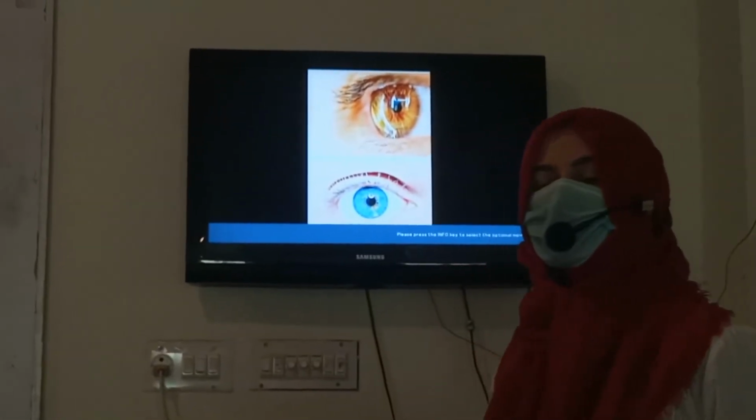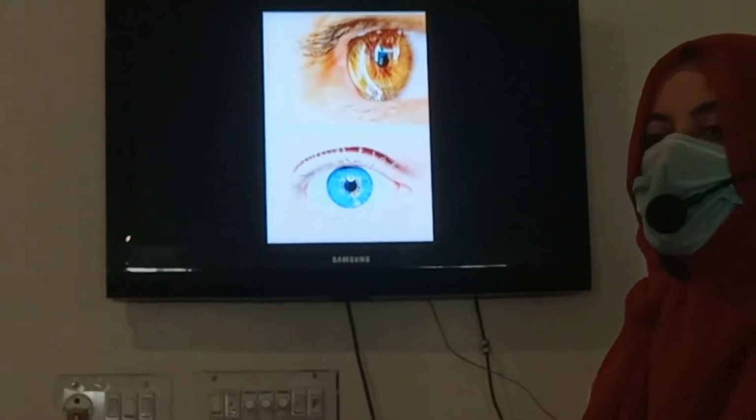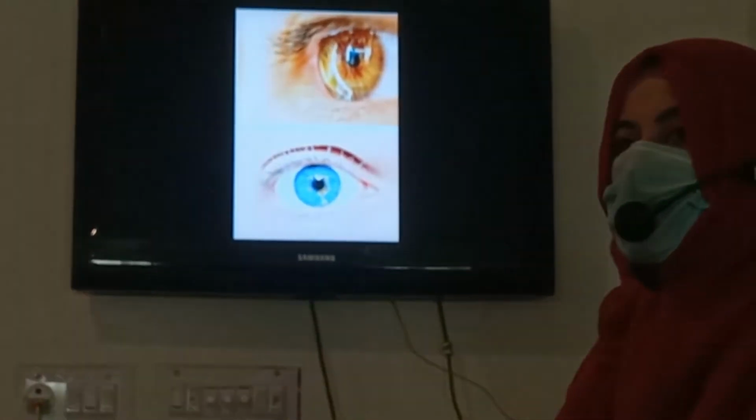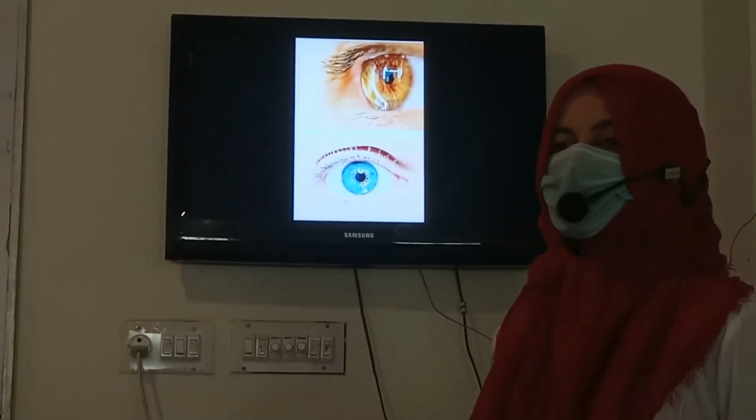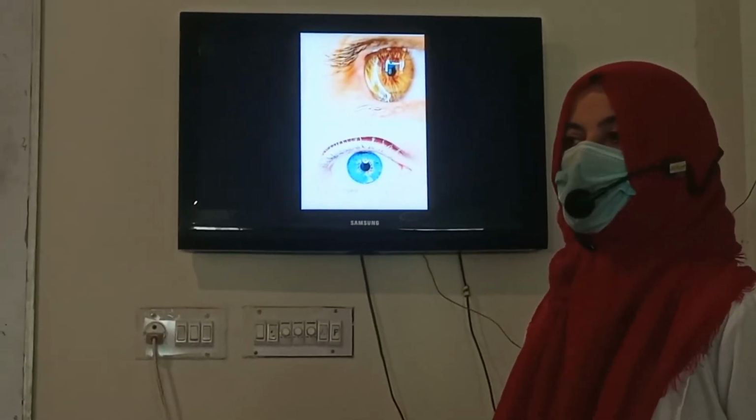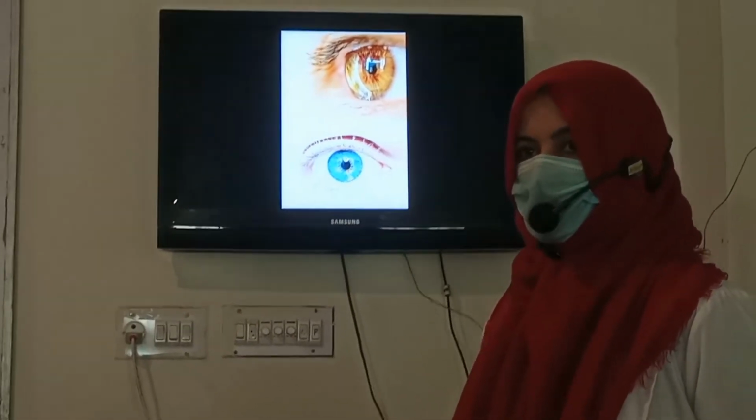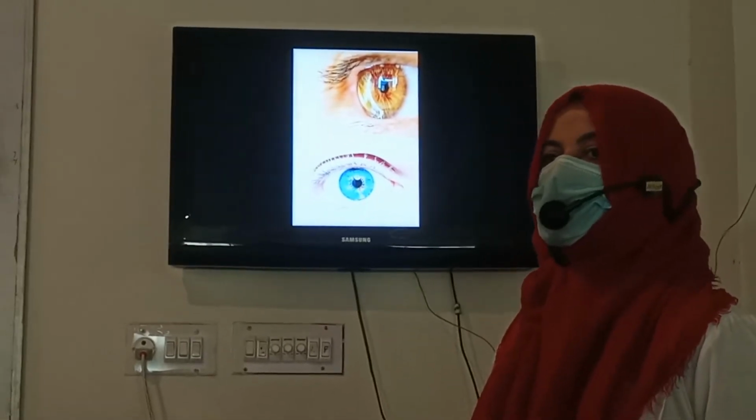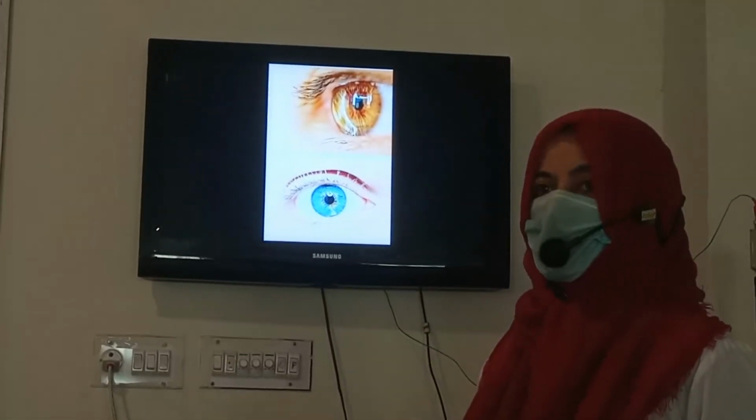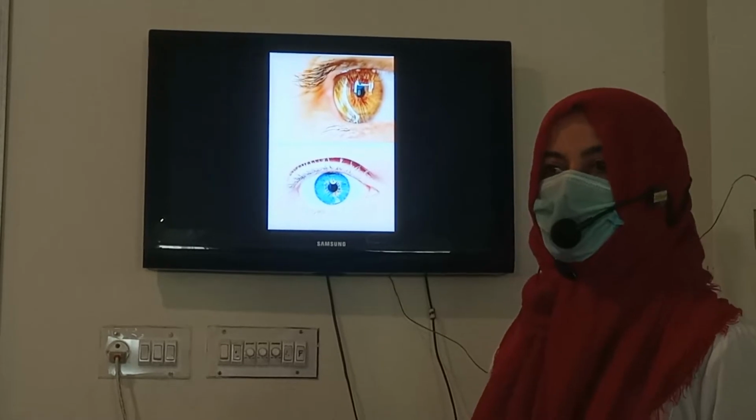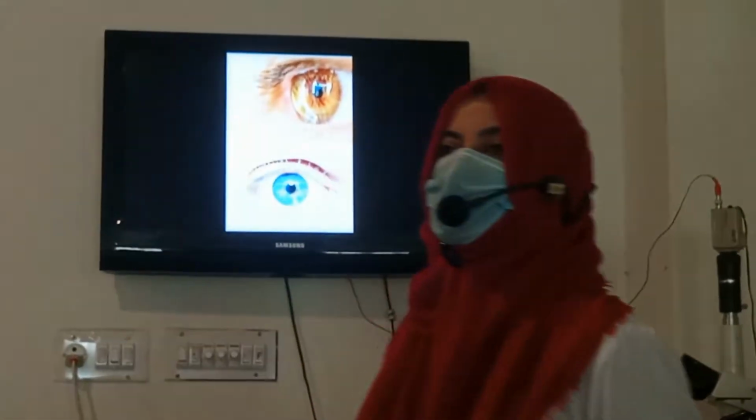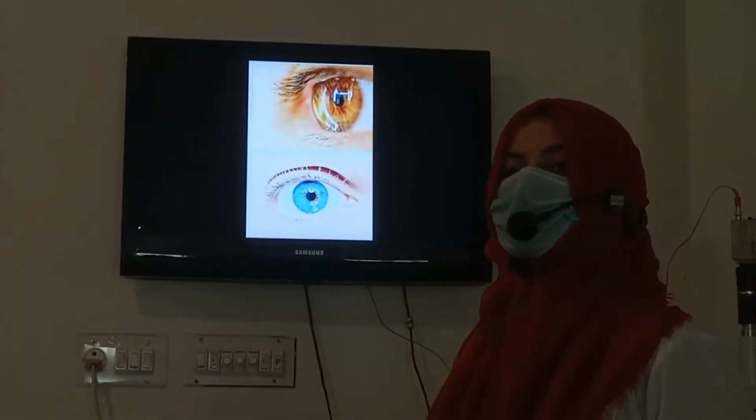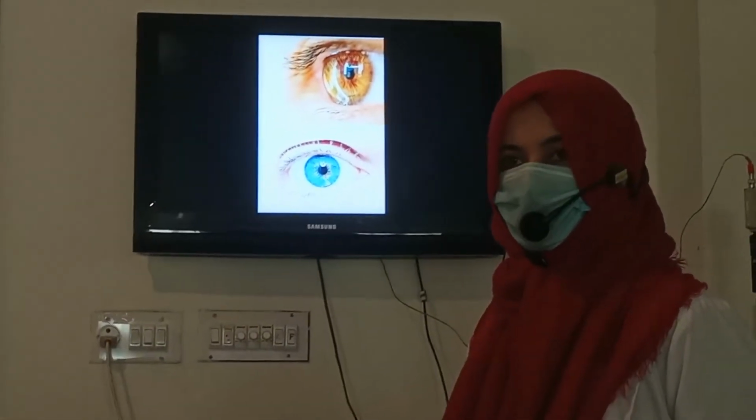Let's start with the special senses today. So we will discuss the cornea. But before going to the detail, can anyone tell me about the special senses which we have? Sight, smell, hearing, taste. Those are special senses only.